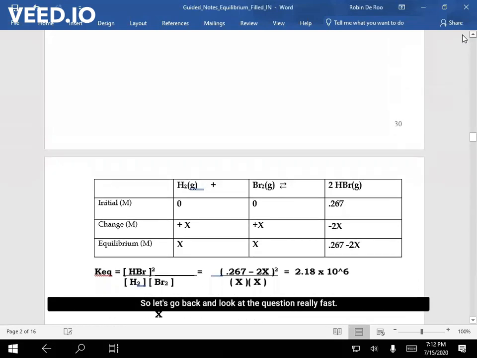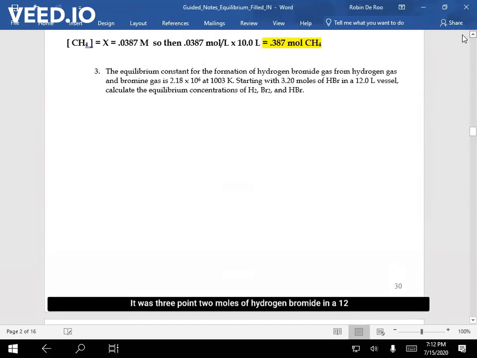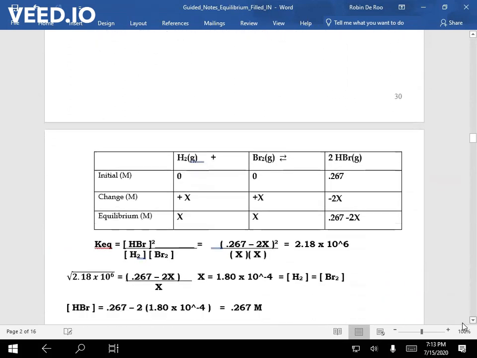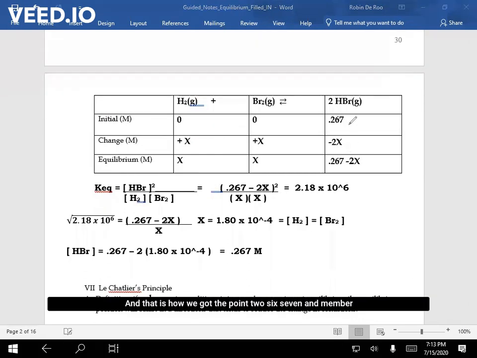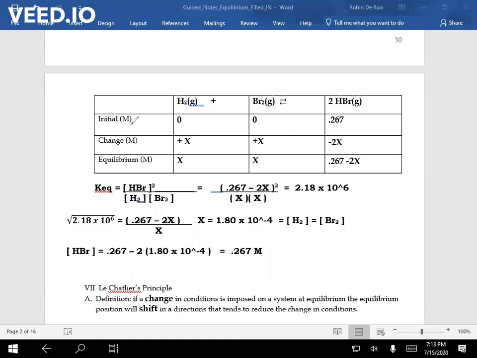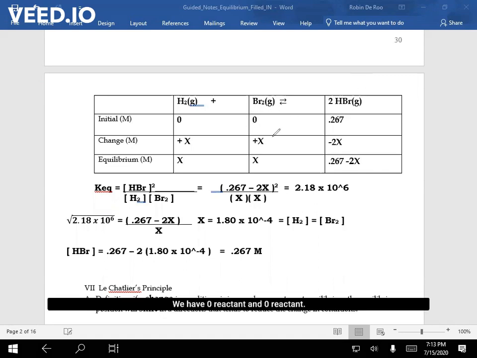So let's go back and look at the question really fast. It was 3.2 moles of hydrogen bromide in a 12-liter vessel. And so we calculated the molarity. And that is how we got the 0.267. And remember over here, we have labeled it as molarity. We're starting with our product. We have 0 reactant and 0 reactant. So technically, the reaction is going to be going this way.